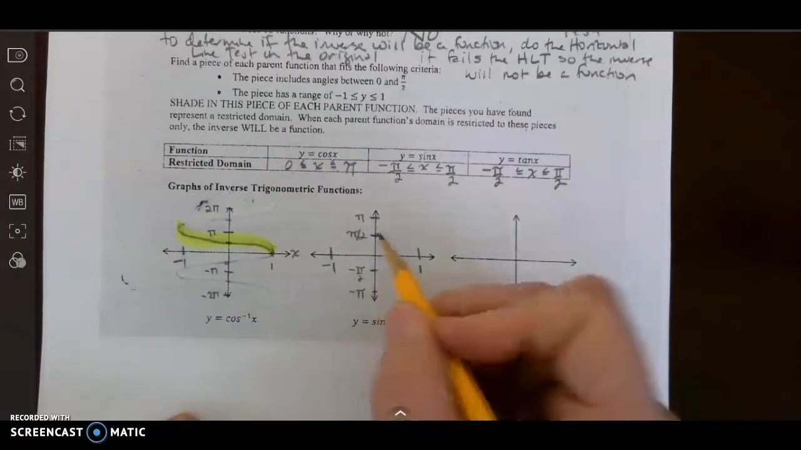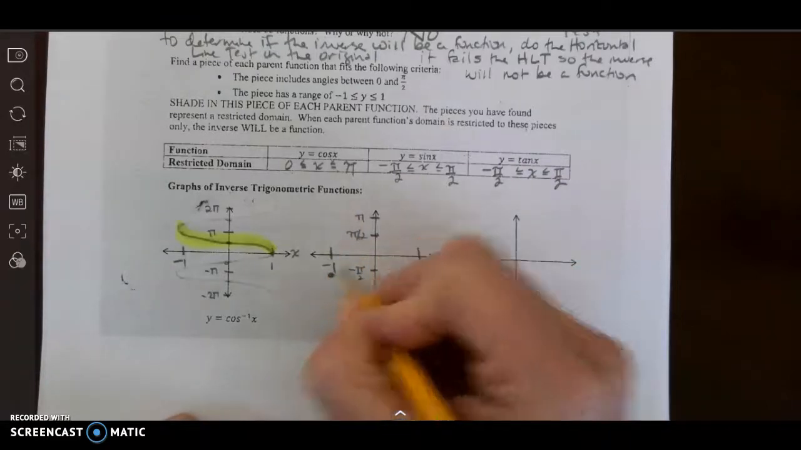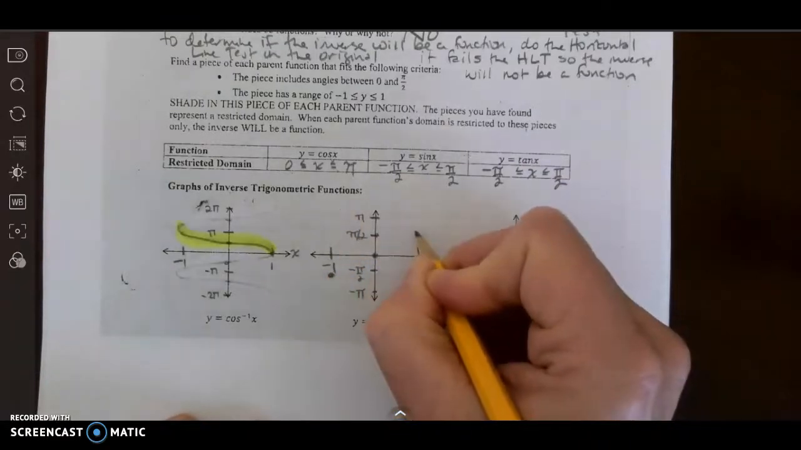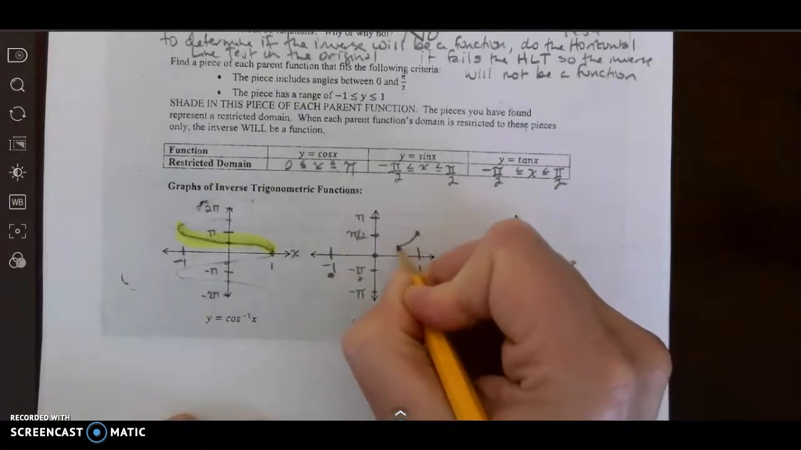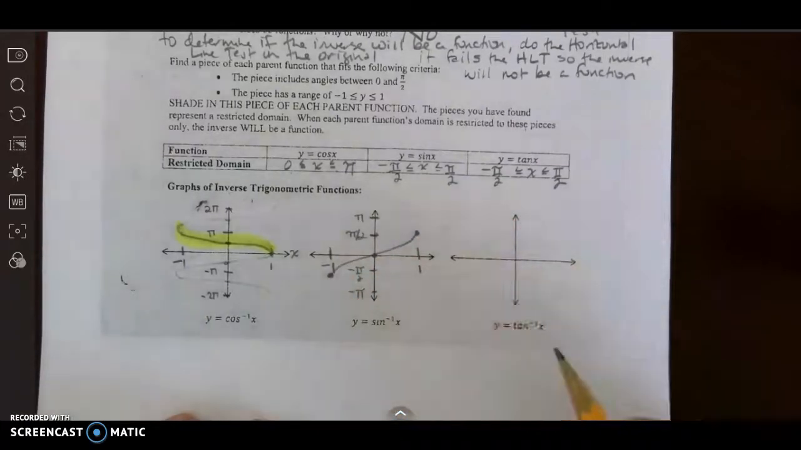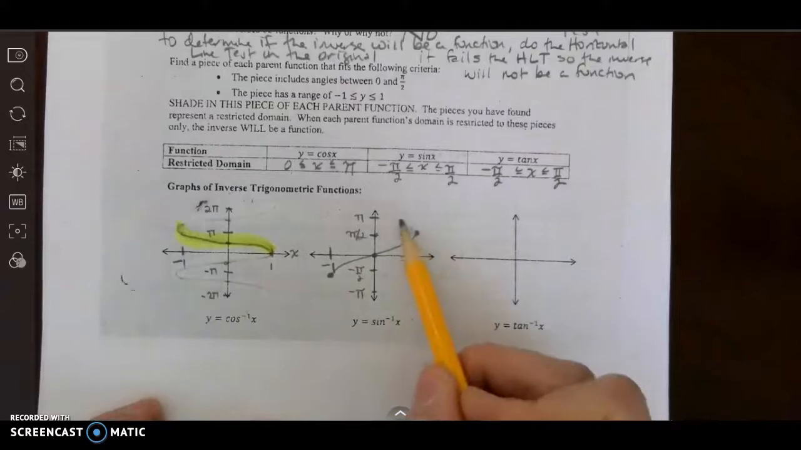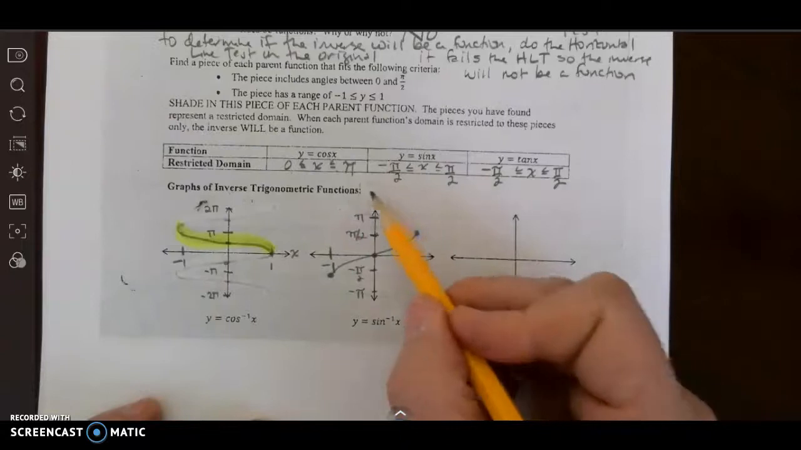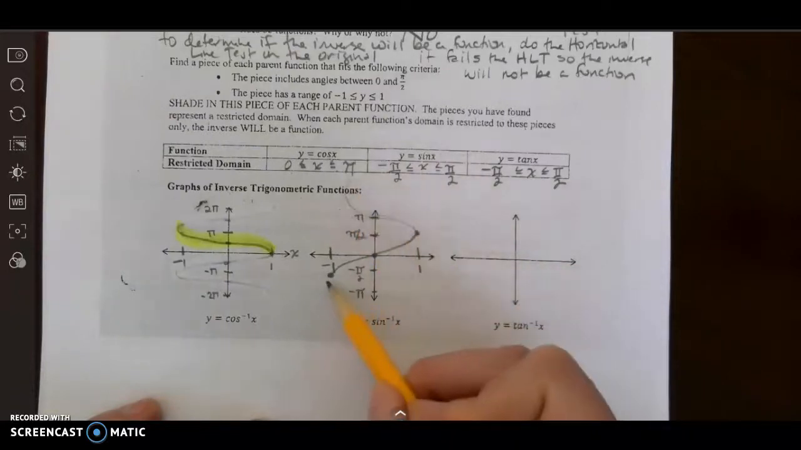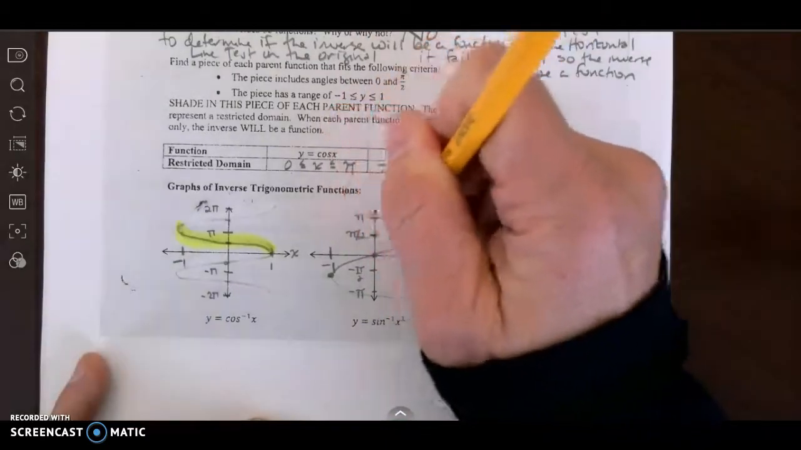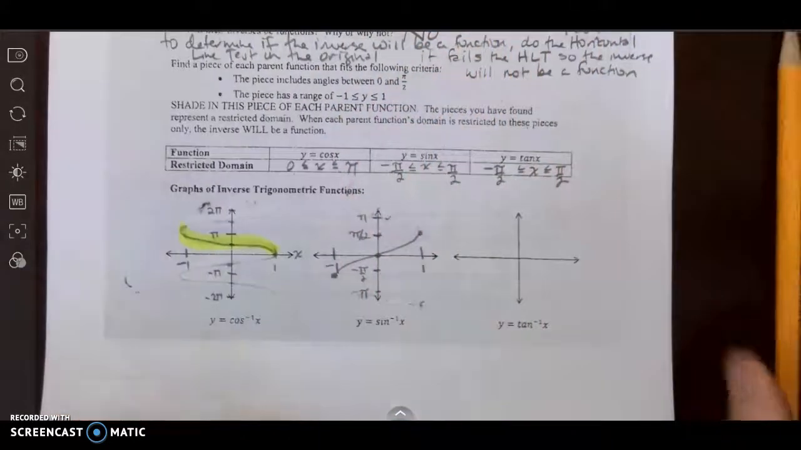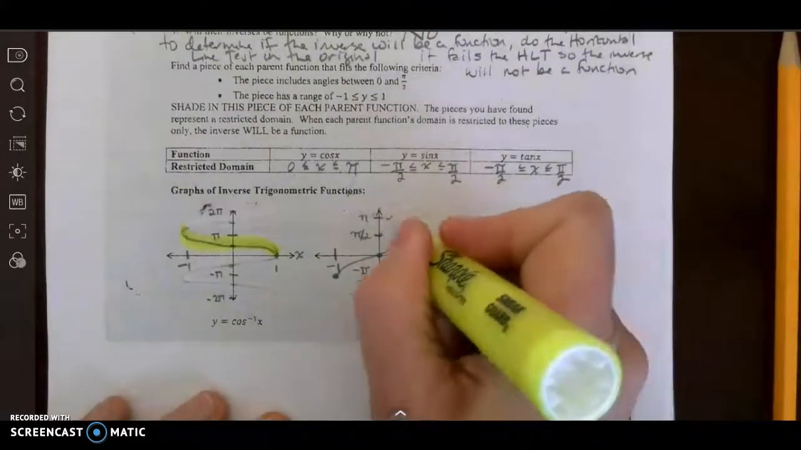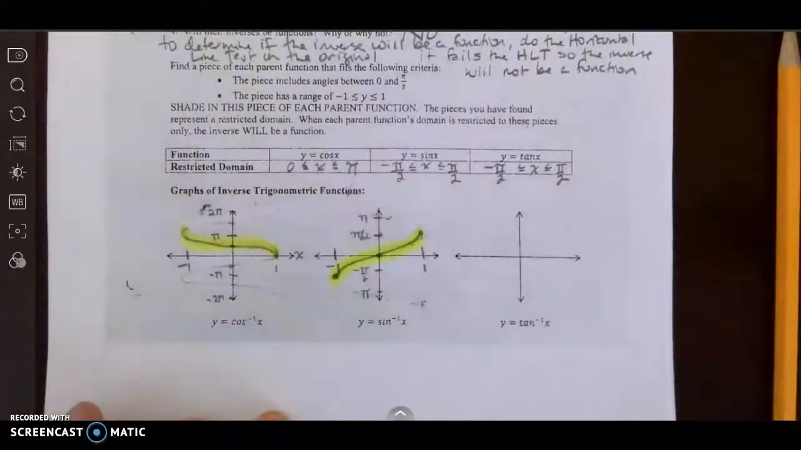If I do that one piece of the graph, my curve would look like that, because the rest of my sine curve would go like this. You see how I would have the rest of my sine curve would be like that. I'm not going to have that part though, because then it's not a function. I'm just looking at that piece for sine.